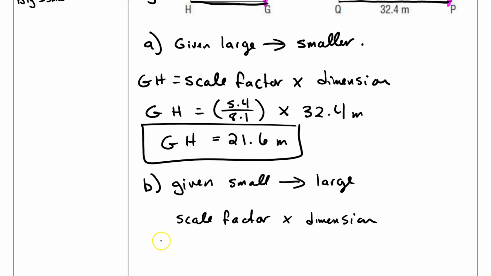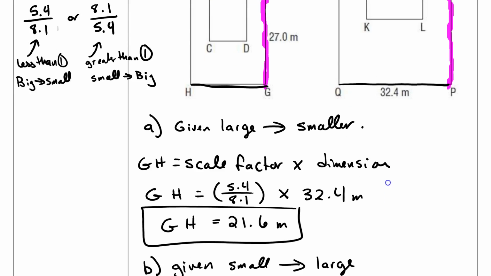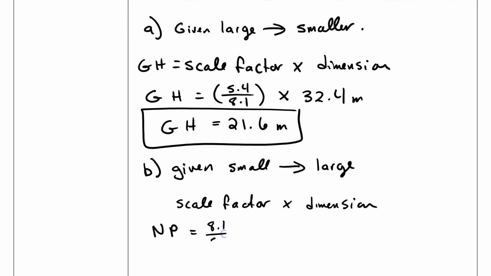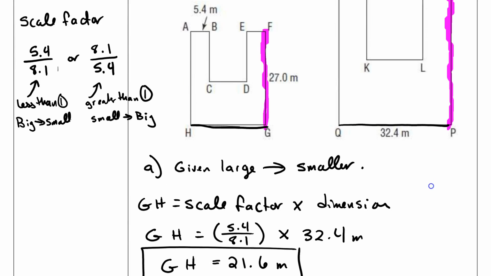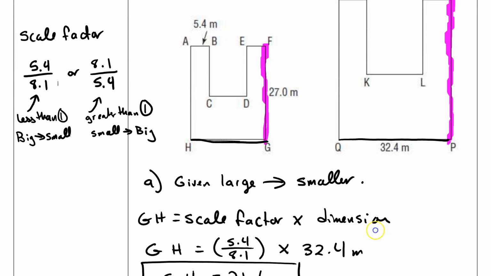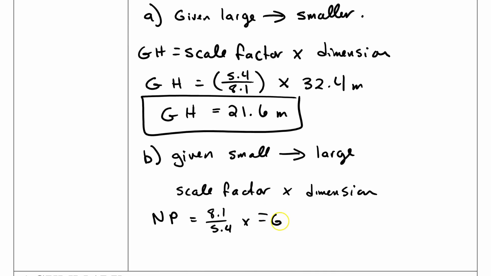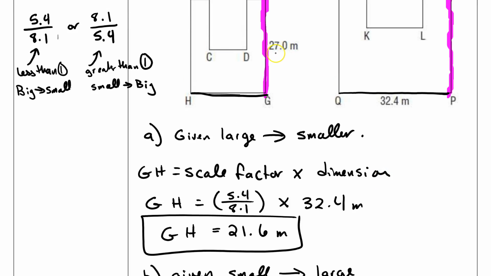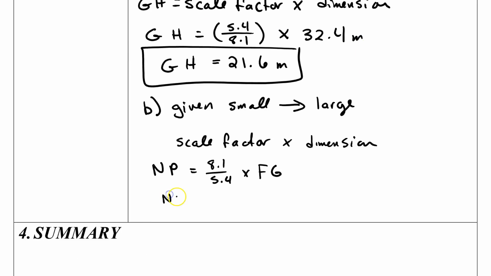If I'm going to get a little bit more abstract here, we're going to say that NP equals 8.1 over 5.4 times FG. But we know what the length of FG is. It's 27 meters. So NP equals 8.1 over 5.4 times 27. So we know that NP equals 40.5 meters long.